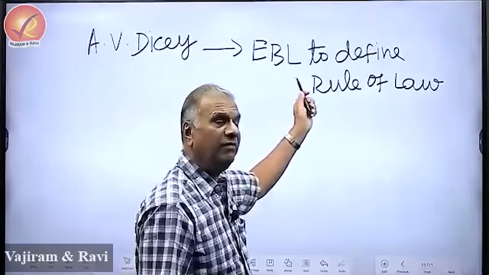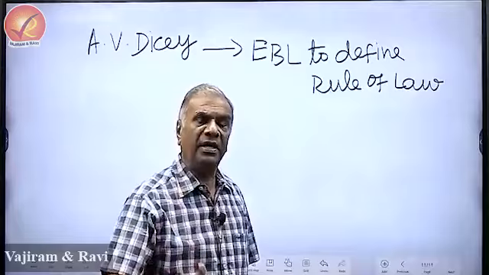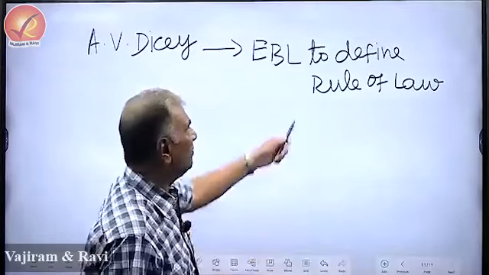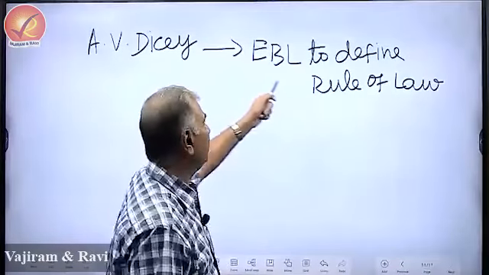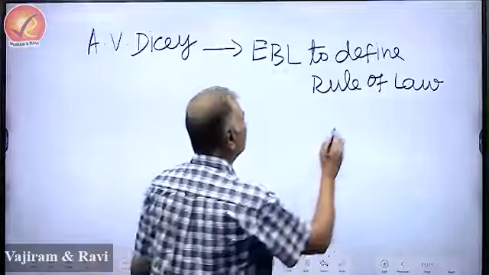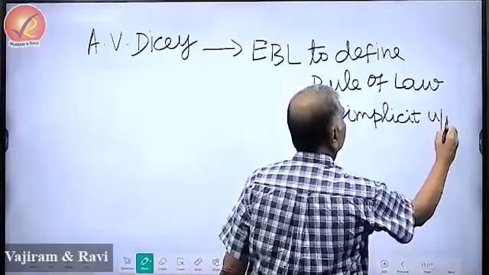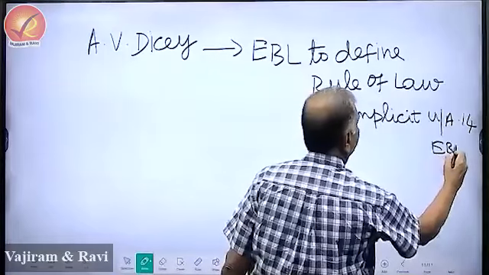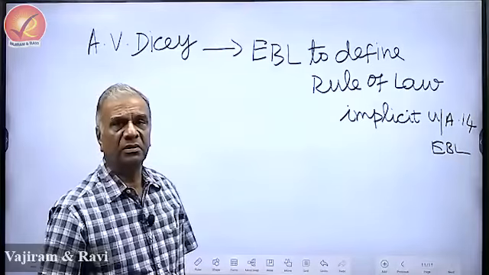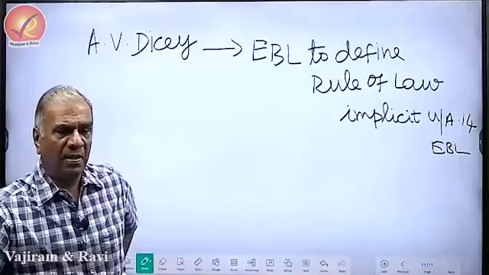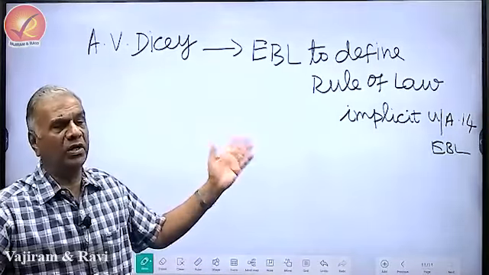And mind you, A.V. Dicey did not propound rule of law. Rule of law was much older than him. He only defined and made rule of law more popular. And rule of law derives its basis and spirit from where? From equality before law, because the rule of law is defined with the help of equality before law. And because of this, rule of law is implicit under Article 14, that is equality before law. Rule of law is not explicitly mentioned anywhere in the Constitution. So therefore, rule of law is implicitly found under equality before law.